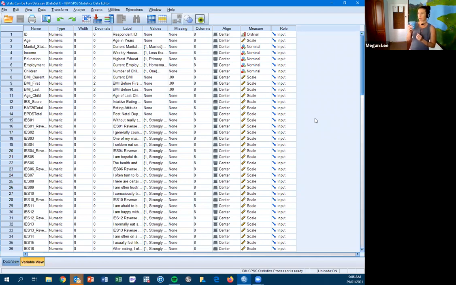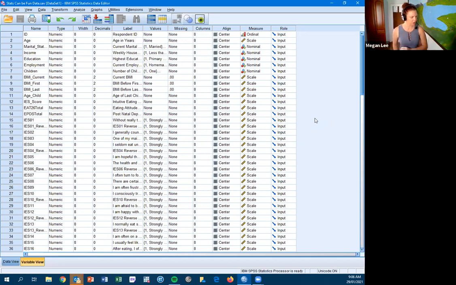We're also going to have a look today at the other side of the spectrum. We're going to look at disordered eating. So that's a little bit different to dieting and food restriction, because you can diet and have food restriction without being disordered. But we also have a variable here that measures disordered eating, and we're going to have a look at that.